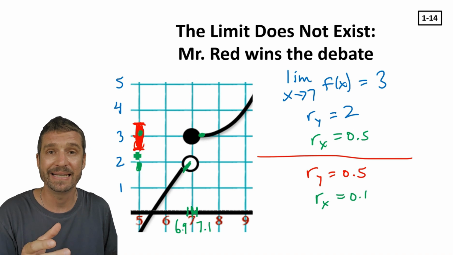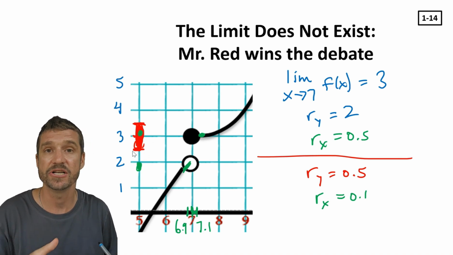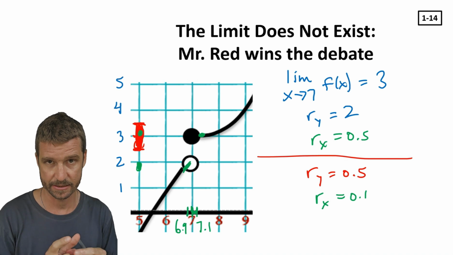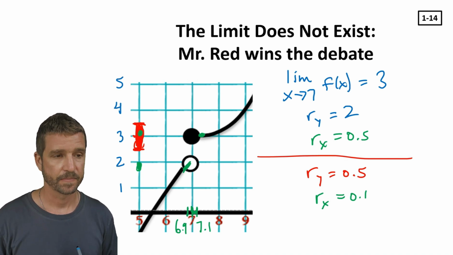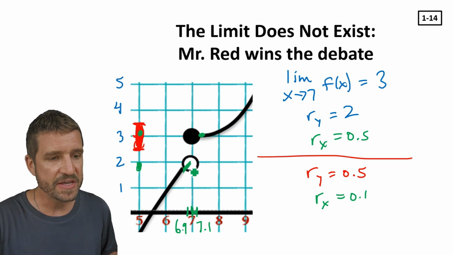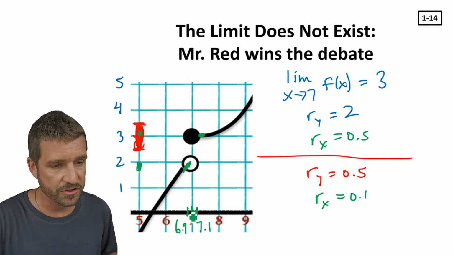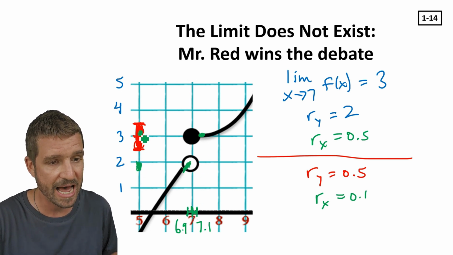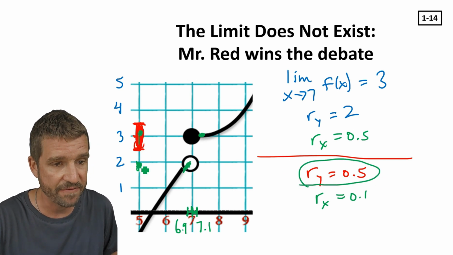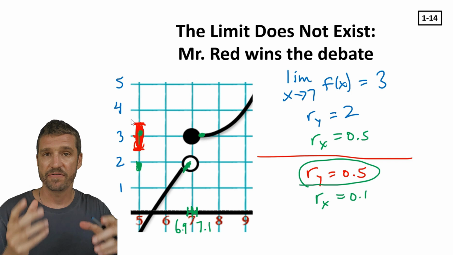Therefore, the limit definition fails. So the limit does not exist. All right? So I hope that made sense. Let me say that one more time. These values, all of these y values lie outside of r sub y, which is 0.5. Therefore, the limit fails, okay?